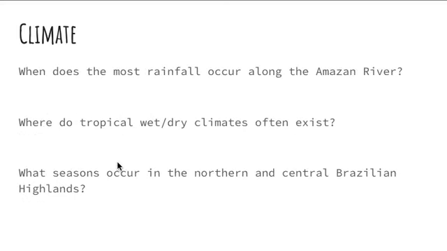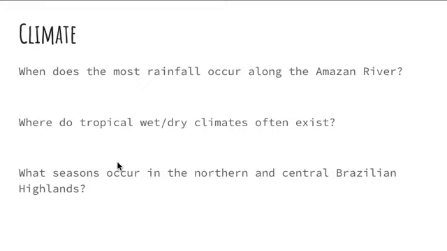Speaking of that climate, the tropical climate. Most of Brazil is located in the tropics. This is the zone along Earth's equator that lies between the Tropic of Cancer and the Tropic of Capricorn. Brazil's climate varies. In fact, the huge country has several different climates. Because it's so big, it's got different climates. Let's look at those questions.